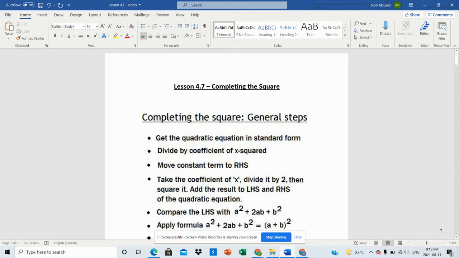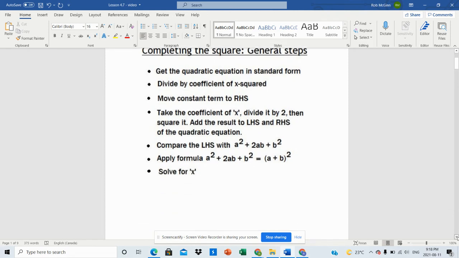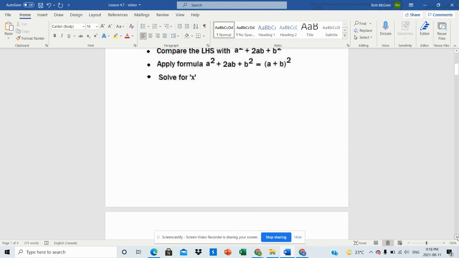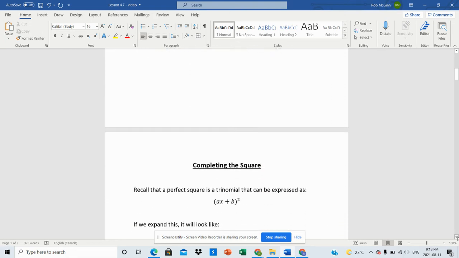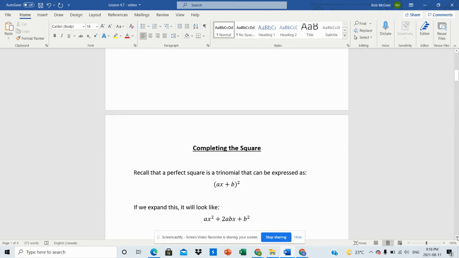Welcome to lesson 4.7 on completing the square. So, here we've got a little picture of some of the general steps for completing the square, but I'll be going through that a little bit later in the lesson. It's good to refer to, though, if you forget the steps. All right, so completing the square.